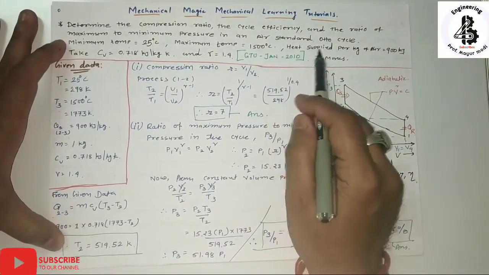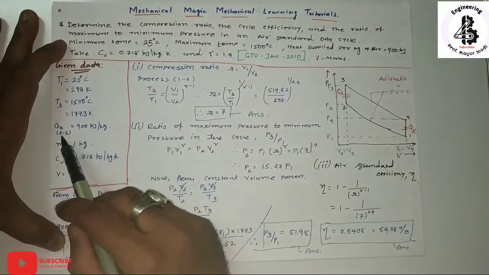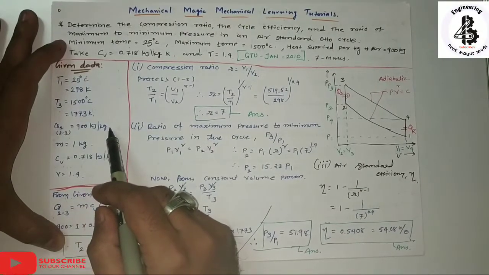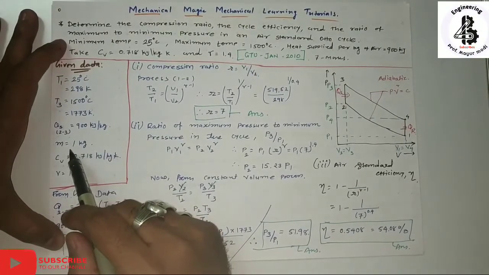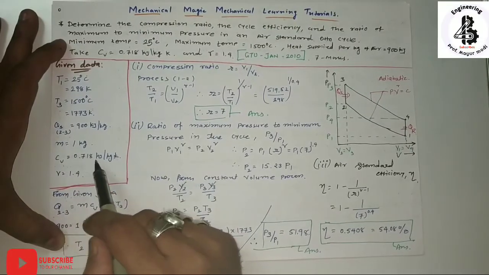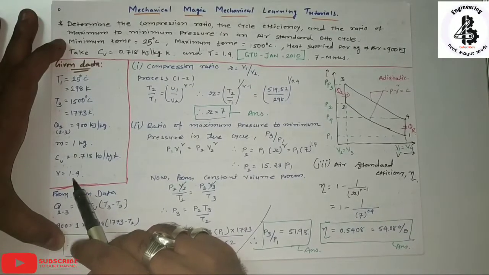Then the heat supplied per kg of air is 900, so Q supplied is equal to 900 kilojoule per kg. M is equal to 1, so 1 kg of mass. CV is 0.718 kilojoule per kg Kelvin, and the value of gamma is 1.4.